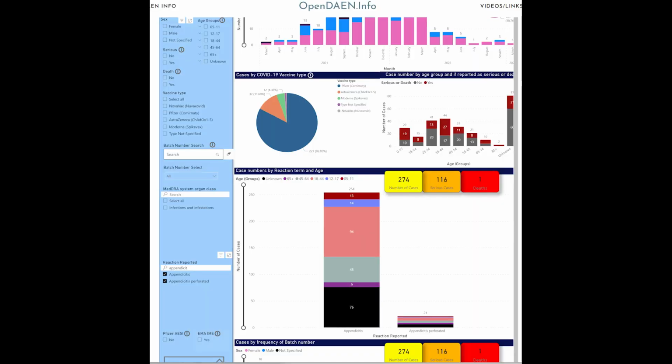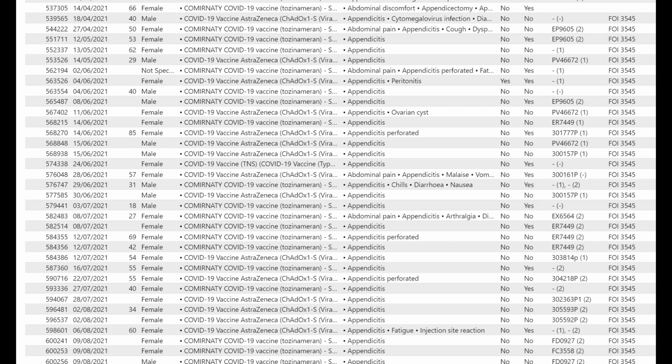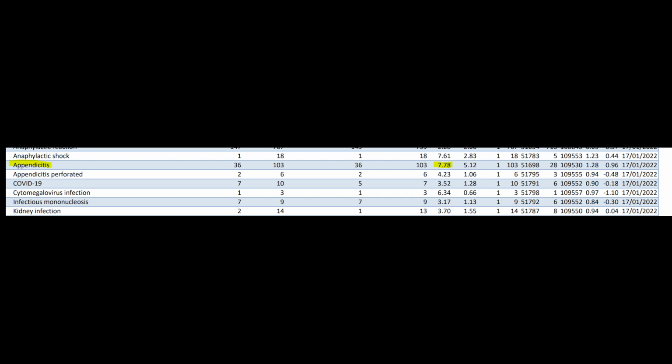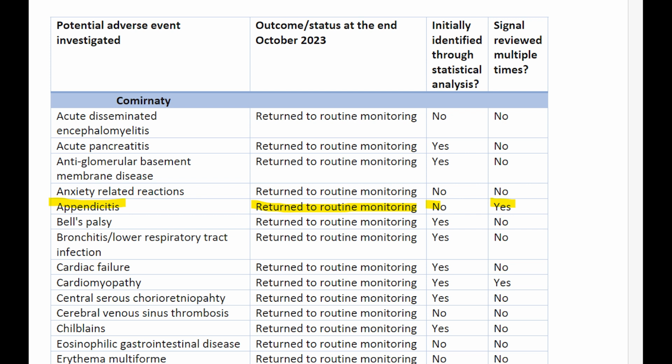There have in fact been numerous reports of appendicitis made to the TGA as shown here, and I have taken this snip from the opendan.info website, which is an excellent user-friendly database produced by dedicated volunteers and presents data from the TGA DAEN database and related Freedom of Information data. We also see proportionality reporting ratios for appendicitis released under FOI of well over 7, and here we see in response to Senator Babet's question on notice that the TGA reports to have evaluated appendicitis and by some undisclosed logic determined no safety signal.